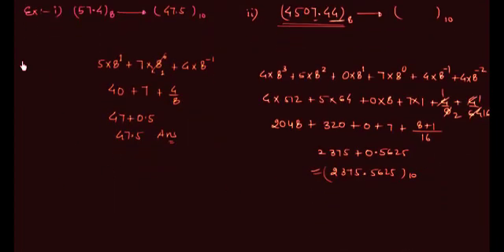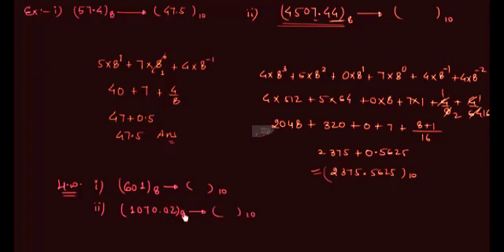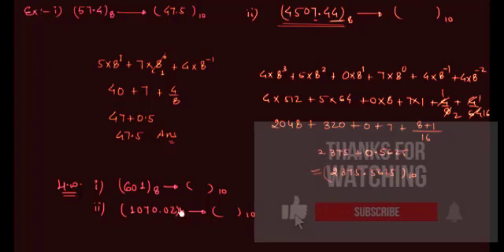Now we will move to the homework problems. I have two homework problems. In the first problem, you have to find the decimal equivalent of this octal number, 601. And in the second problem, you have to find the decimal equivalent of 1070.02. This is an octal. So basically you have to do the octal to decimal conversion in both these problems.